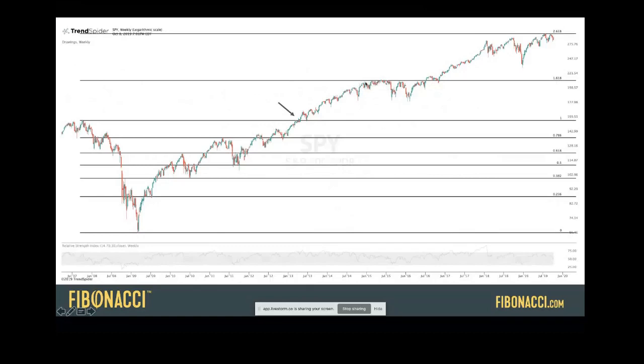It stops right at the 1.618 Fibonacci extension. I mean, it comes up, it tests once, twice, 3 times, 4, pulls back, 5, pulls back, 6, pulls back, 7. 7 times it attempted to break above the 1.618 Fibonacci extension, couldn't do it. So this was an area of resistance.